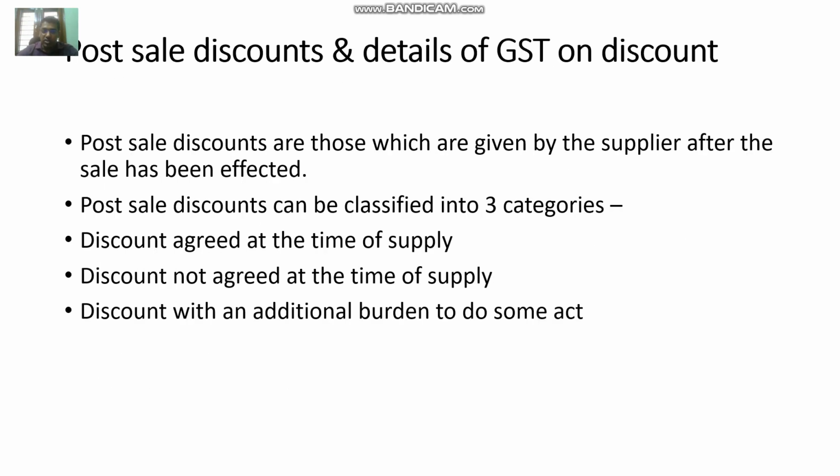Now the main issue is of post sale discounts and details of GST on this discount. Post sale discounts are those discounts which are given by the supplier or seller after the sale has been effected. This means that no discount has been mentioned in the invoice and this discount was passed on to the buyer later on. These discounts are of three types. First, discount was agreed at the time of supply. Second, discount was not agreed at the time of supply, and third condition is that discount is given with additional burden to do some act.